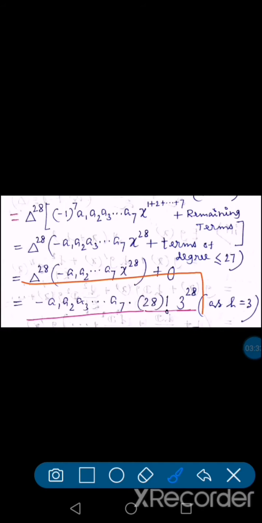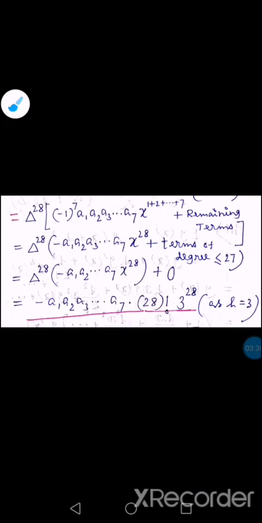Accordingly, we have minus a1, a2, a3 up to a7, 28 factorial into 3 to the power 28, as h is given as 3. So our answer is minus a1, a2 dot dot dot a7 into 28 factorial into 3 to the power 28.